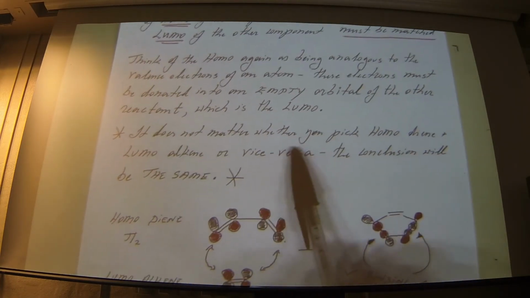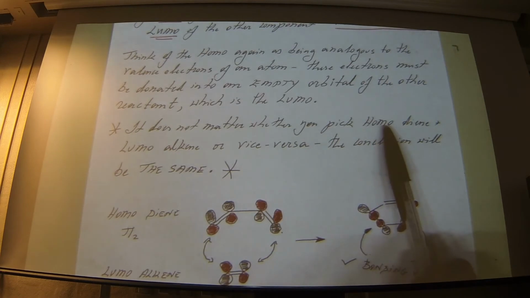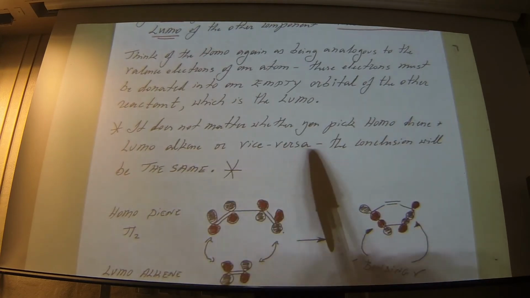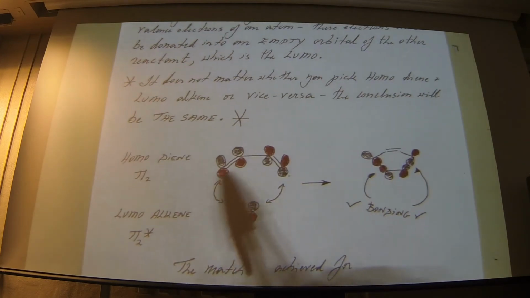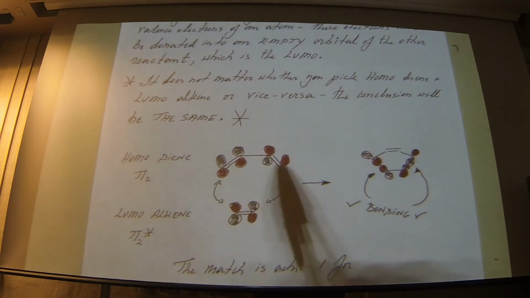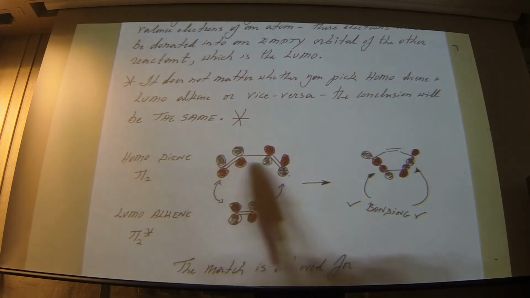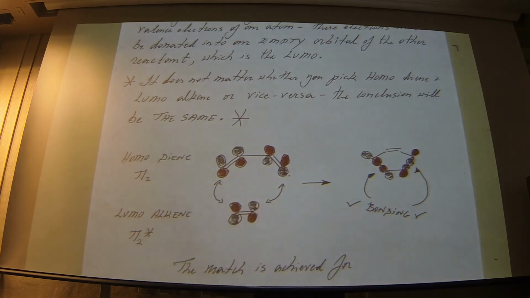And so it doesn't matter whether you pick the HOMO of the diene and the LUMO of the alkene, or vice versa. Conclusions will always be the same. So let's just take the highest occupied molecular orbital of the diene. Now the diene is butadiene here, and so the highest occupied is antisymmetrical, as we've seen. The LUMO, the lowest unoccupied of the alkene, is also antisymmetrical.